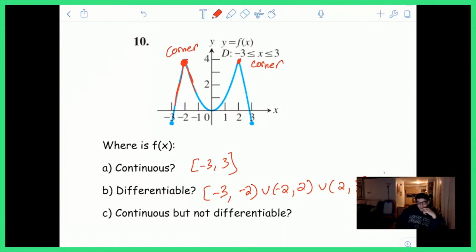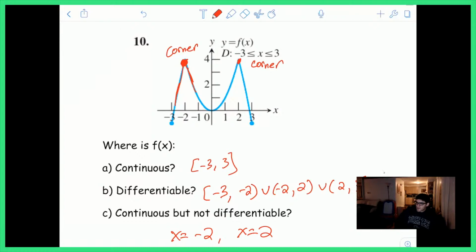So where is it continuous but not differentiable? Well, it's continuous on its entire domain, and it's not differentiable at negative 2 and 2. So it's continuous but not differentiable when x is equal to negative 2 and when x is equal to 2. So at these two specific values, the function is continuous, but it's not differentiable. Okay. Yeah, so that's it.